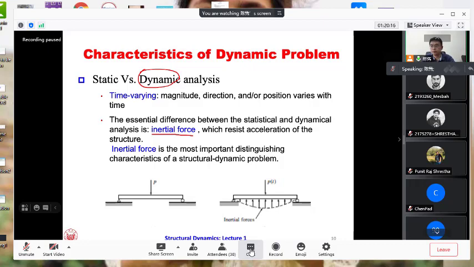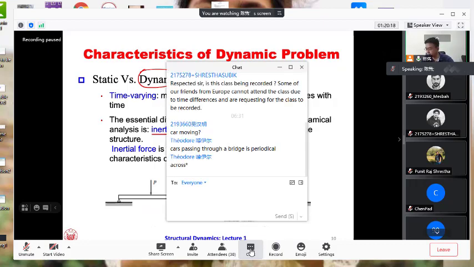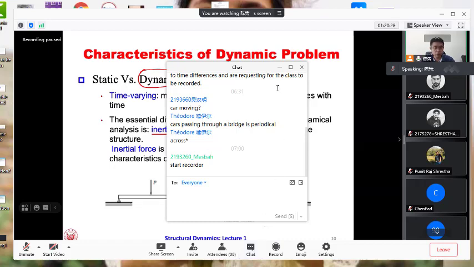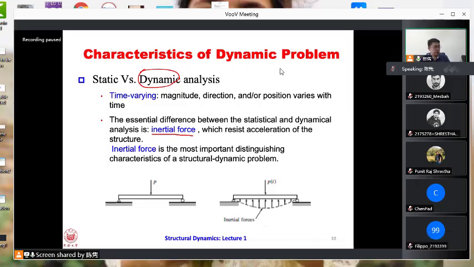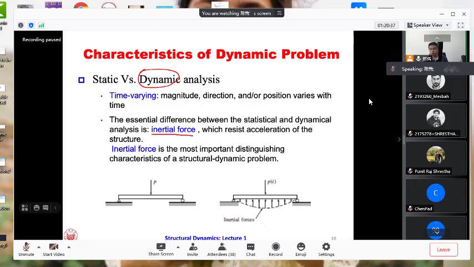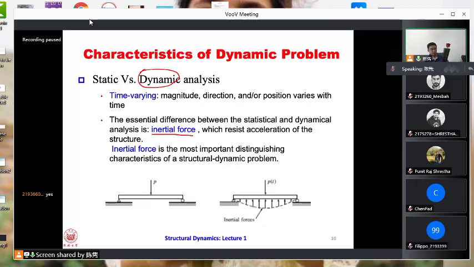Okay, let's start again. Let me answer the question first. What is dynamic? How short is a shot? Let me give you an example so we can draw the conclusion together. Let me use this flower again. Can you see this flower? Yes. Suppose this is a high-rise building with a big head.